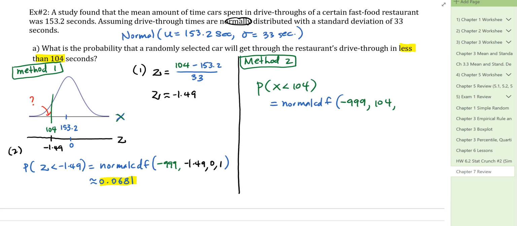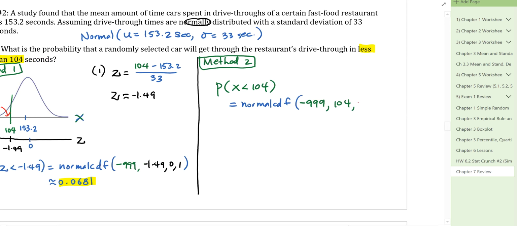Now my mean here is not 0 and 1 because I didn't convert. So I have a mean of 153.2 seconds with a standard deviation of 33. Type that in your calculator and you will get the same answer, which is 0.0681. Let's try that on your calculator for both of them so you see the exact same answer.